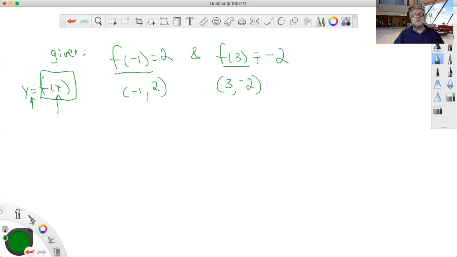So this is another way of writing an ordered pair by saying f of x equals something, or you could do x comma y, one or the other. Now we want to find the equation of a line.